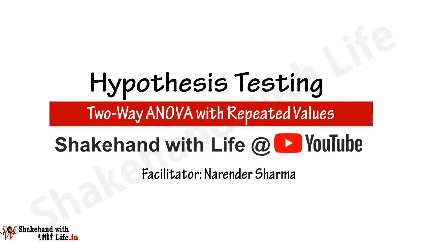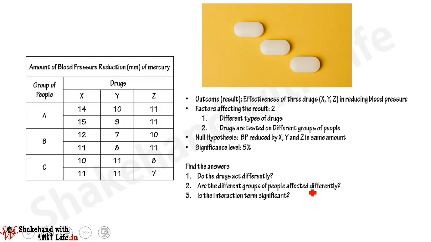Now let's begin. Here an experiment is given for the amount of blood pressure reduction in mm of mercury by three drugs X, Y and Z on three groups of people A, B and C. The amount of BP reduced by X, Y and Z for the first group, which is A, are 14-15, 10-9 and 11-11. So the experiment is repeated twice for each drug, right?